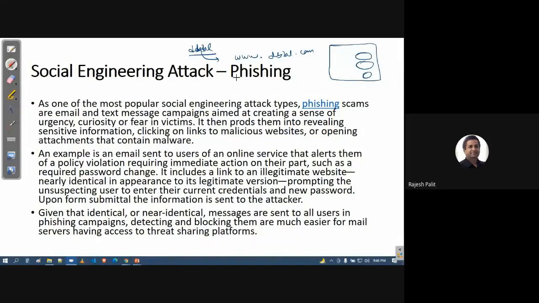So that is called phishing. As one of the most popular social engineering attack types, phishing scams are email and text message campaigns aimed at creating a sense of urgency, curiosity or fear in victims. For example, you need to reset your password, your password has expired, your account is blocked. So that kind of thing, okay? Then it prods them into revealing sensitive information like username and password, and clicking on links to malicious websites or opening attachments that contain malware, okay?